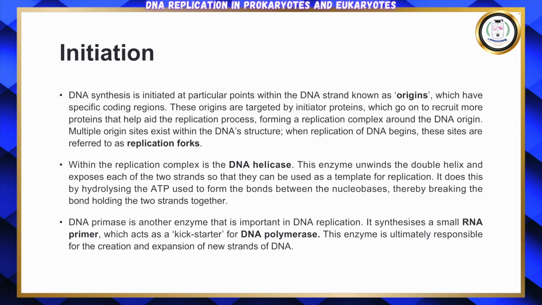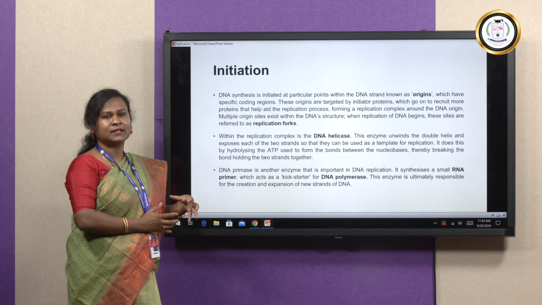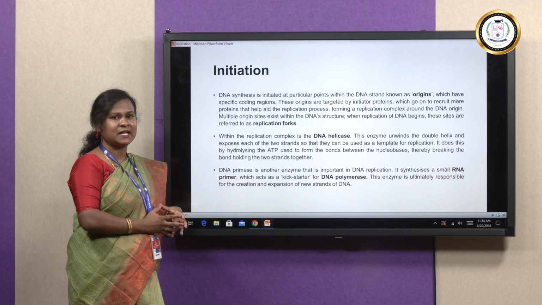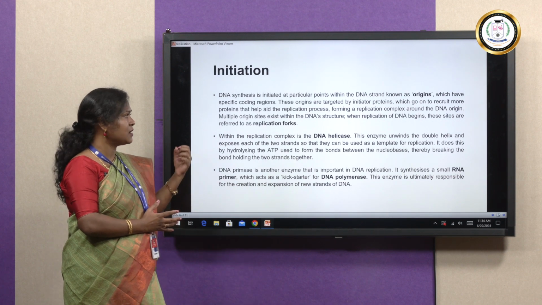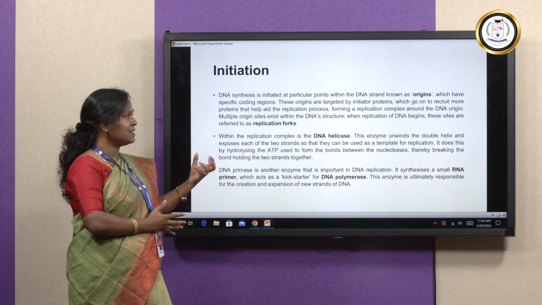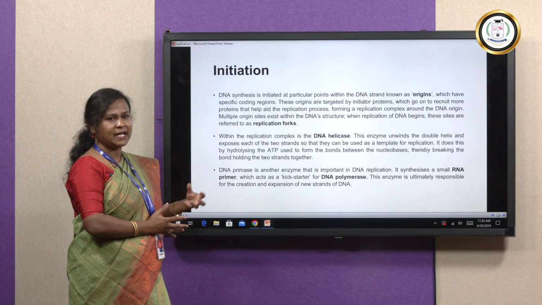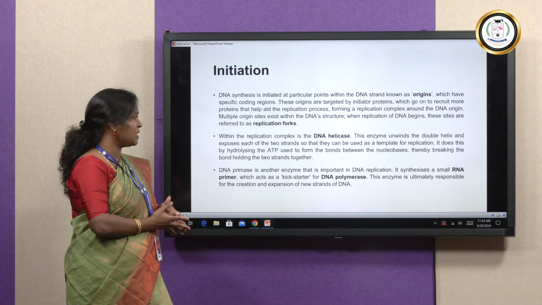If we look at the initiation process, there are a lot of sites for the replication to take place, which are known as origins. These sites have a specific coding region which helps to identify the start of replication, where proteins immediately come into action and recruit a lot of enzymes to start this replication fork, creating a replication bubble.